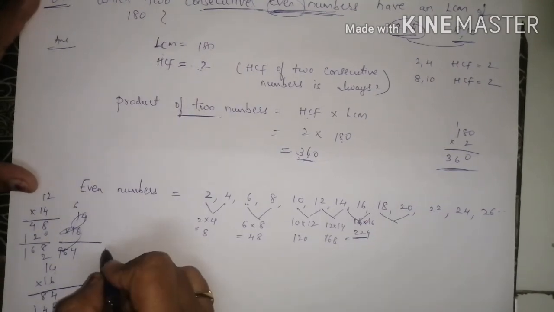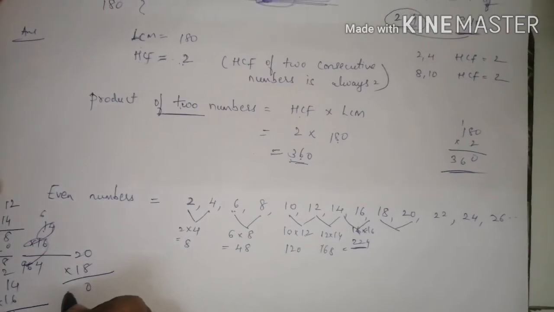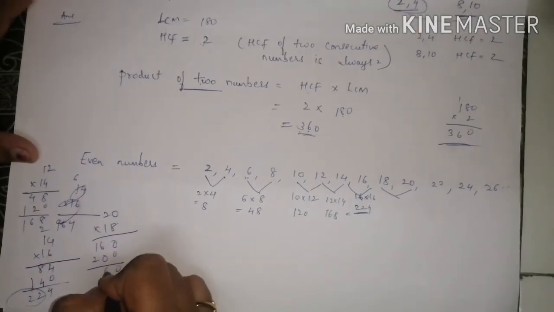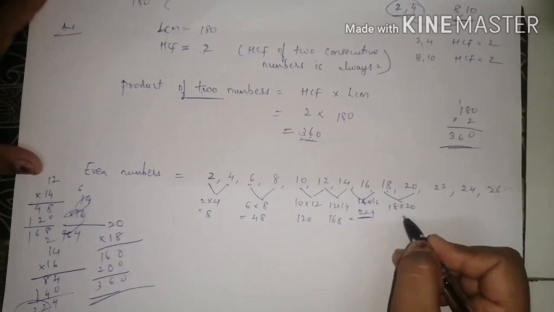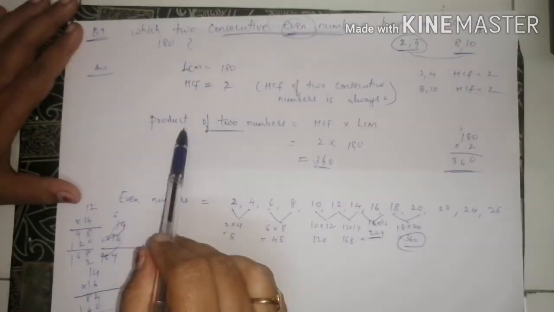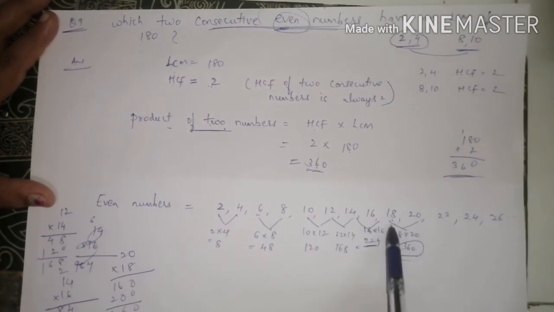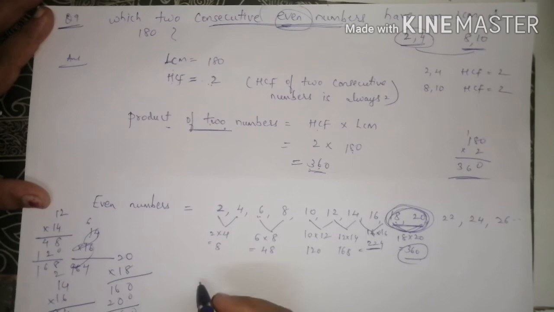18 into 20, let's do. 8 zeros are 0, 8 twos are 16, 1 zeros are 0, 1 twos are 2, so 360. Yes, we got it. If you multiply 18 by 20 you get 360. So which are those two even numbers that, if you multiply them, we get 360? They are the two consecutive numbers 18 and 20.